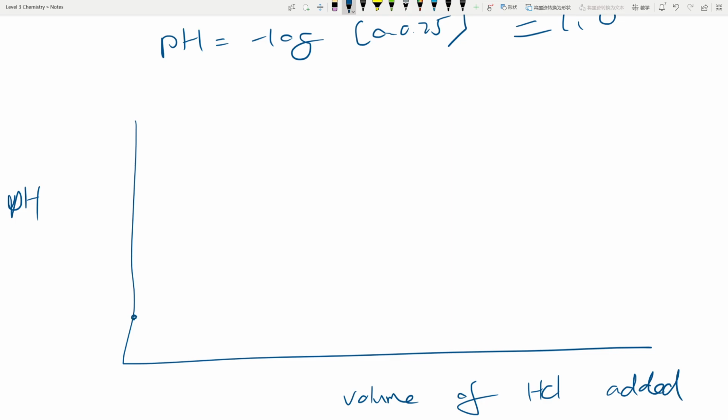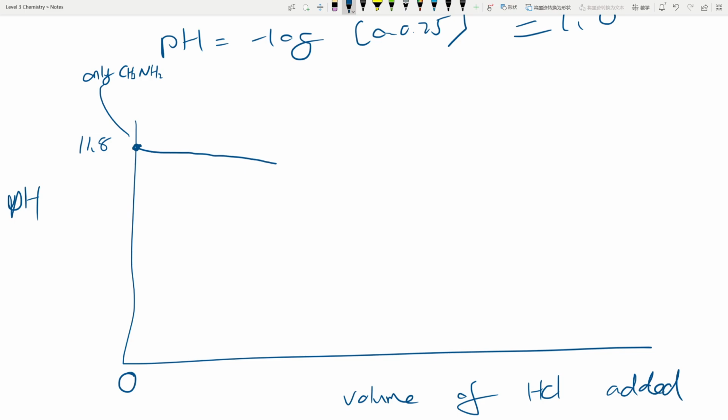So at the beginning, oops, my bad. At the beginning, we only have CH3NH2. This is our initial pH. I can't remember what it was. I think it was 11.8 or something like that. This is our initial pH, when 0 mils of the HCl is added. And what it does is going to go like this. It's going to go like this.